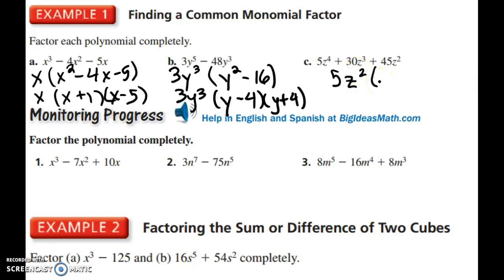In example C, the GCF looks like 5z squared. Taking a 5z squared out, we're left with z squared plus 6z plus 9. Looking at what I just wrote in parentheses, this looks like a perfect square trinomial, which can be factored to z plus 3 all squared. Now take a moment to try the monitoring progress.